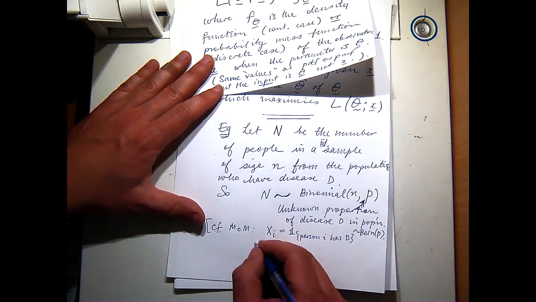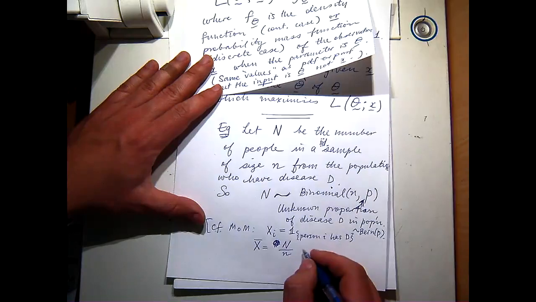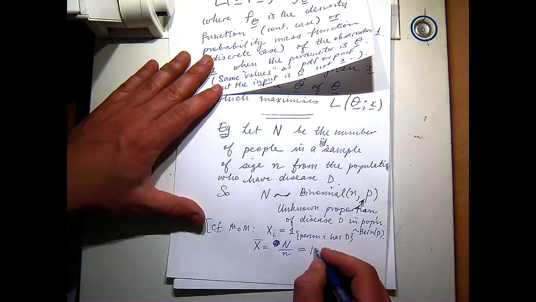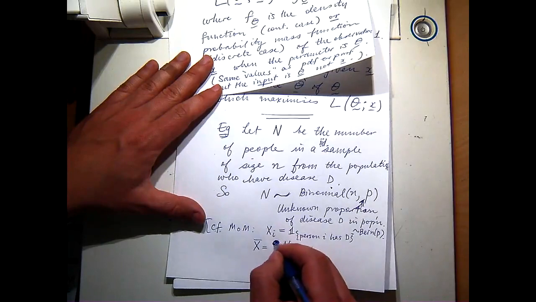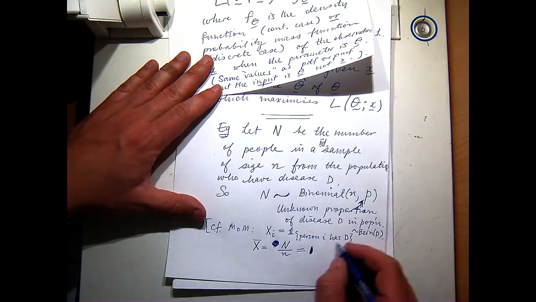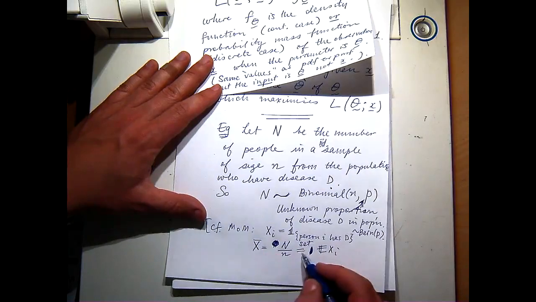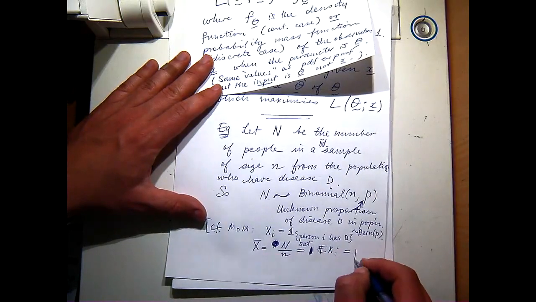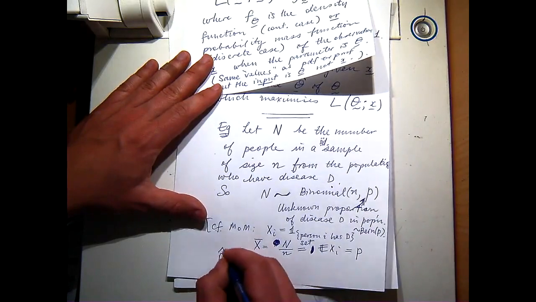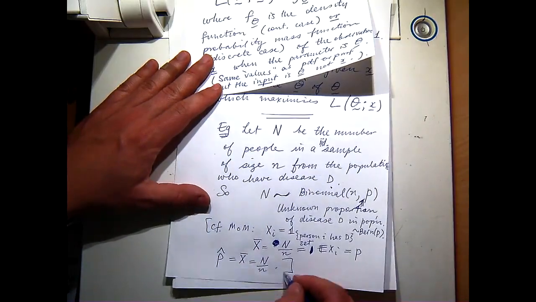And then x bar is equal to the number of people with disease, which is m, divided by the total number sampled, which is n. Then, to do the method of moments, you set that observed x bar to be the expected moment, which is p. Okay, and so p hat under the method of moments equals x bar, which is equal to m over n. So method of moments does work in this case.